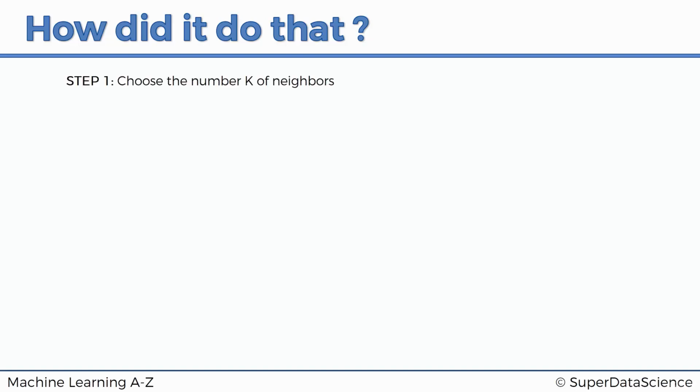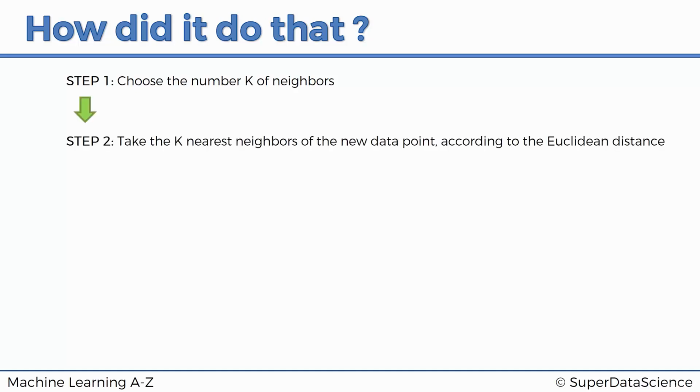All right, so the first step is to choose the number k of neighbors that you're going to have in your algorithm. So you have to identify whether k is equal to 1, 2, 3, 5, or some other number. One of the most common default values for k is 5. Next, you need to take the k-nearest neighbors of the new data point according to their Euclidean distance. Now here, you don't have to use Euclidean distance. You can use other distances, such as the Manhattan distance or any other distances that you might be considering. But in most cases, the Euclidean distance is used, so we're going to stick to that.